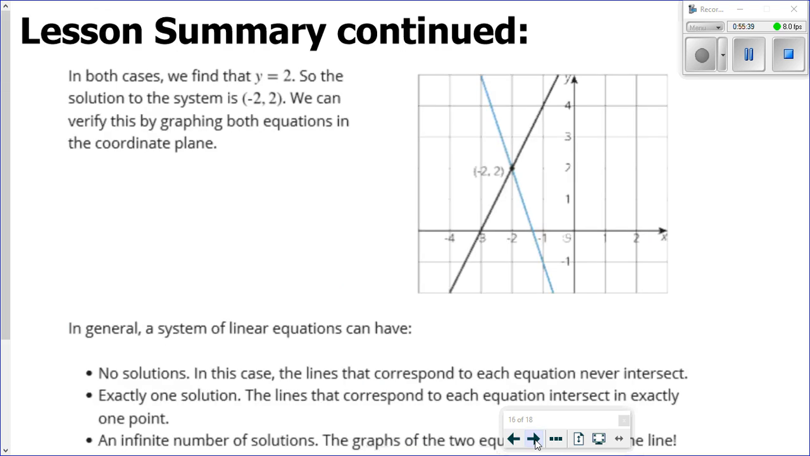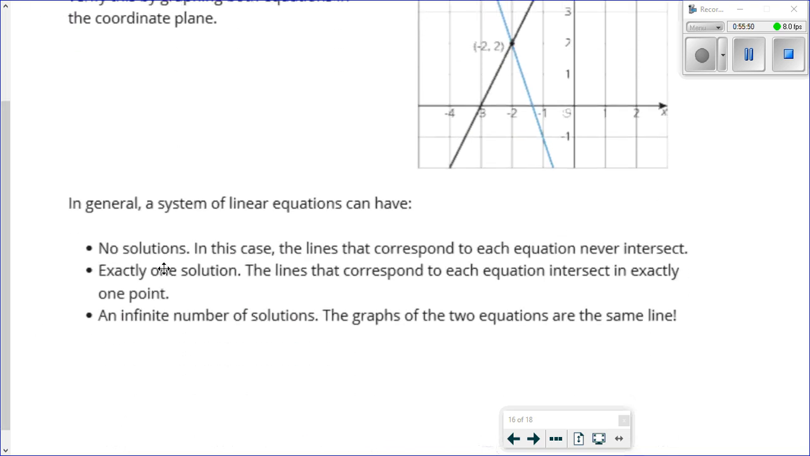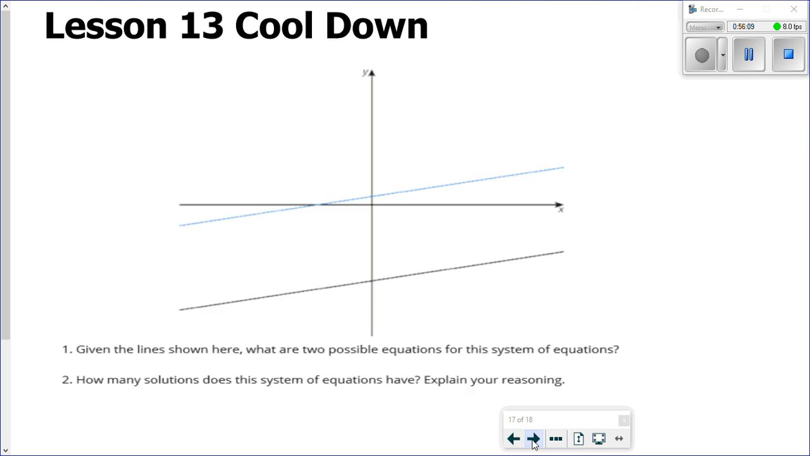All right, and they show us that even further. They show you the graph in your lesson summary. You can see that point of intersection. Beautiful, it matches up. So just to recap, no solutions, the lines would never intersect, they would be parallel. Exactly one solution, our lines intersect exactly at one point. And an infinite number of solutions, the graph of the two equations are the same line, otherwise known as coinciding lines. All right, go ahead and use the remainder of class to work on your lesson 13 cool down.